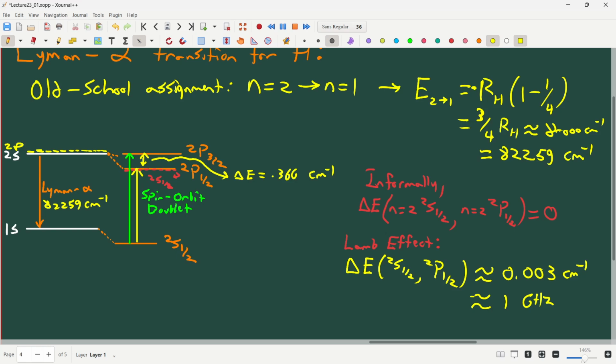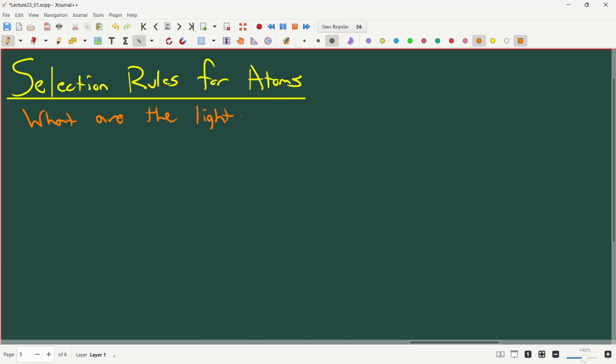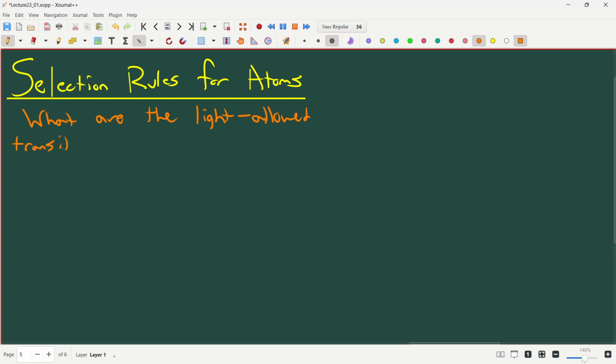There's actually a name for this. So let's talk about that. These are the selection rules for atoms. Right? How do we, using light, what transitions are allowed with light? Light allowed transitions for atoms.